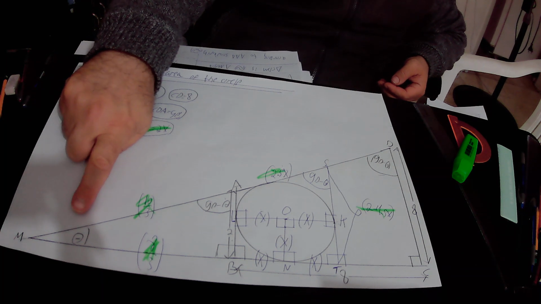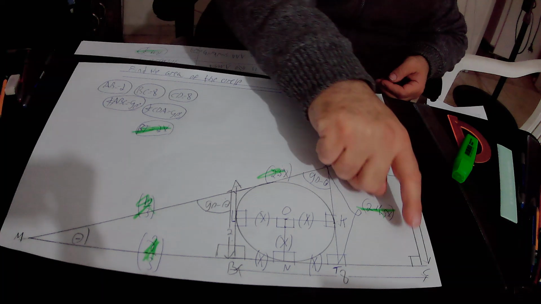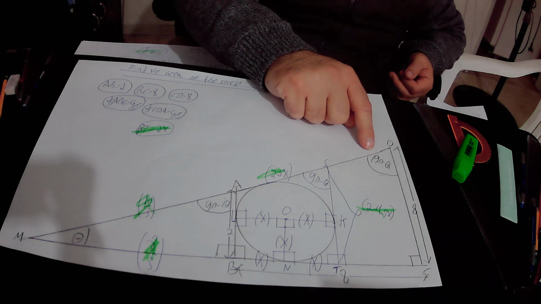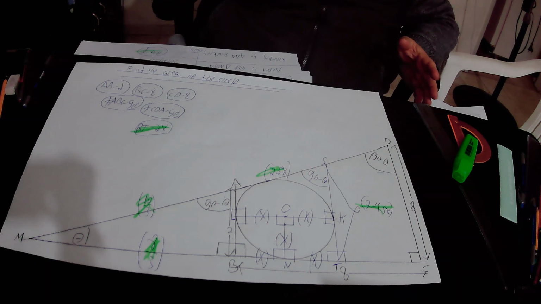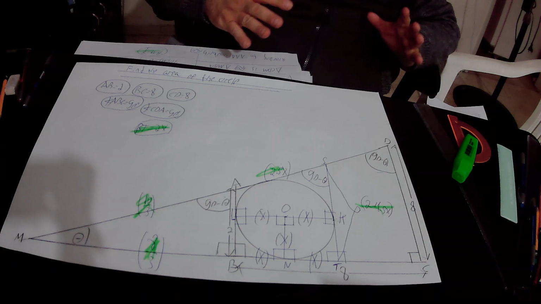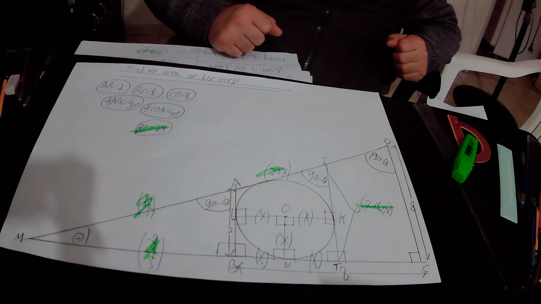We define this angle as theta. This angle equals 90 degrees. Therefore, the missing angle must be equal to 90 degrees minus theta. Why? Because 90 degrees minus theta plus theta is 90 degrees, and 90 degrees plus 90 degrees equals 180 degrees. That is the sum of the angles in any triangle.